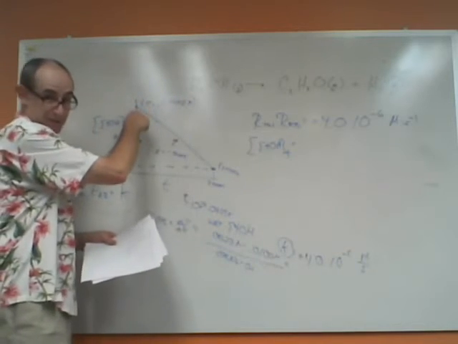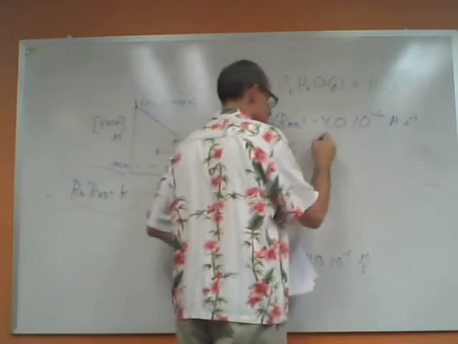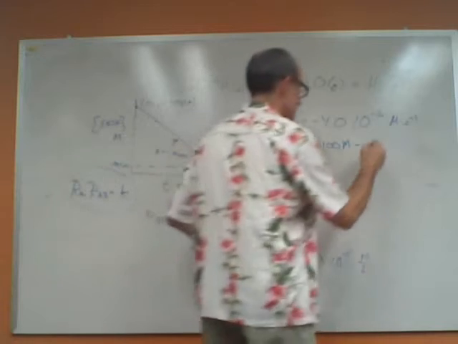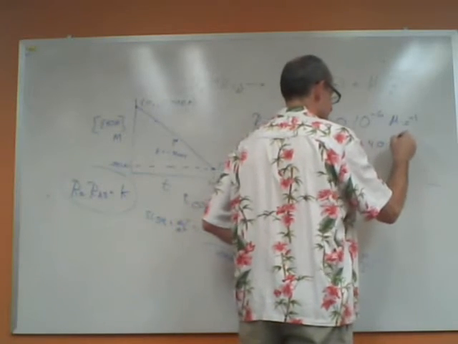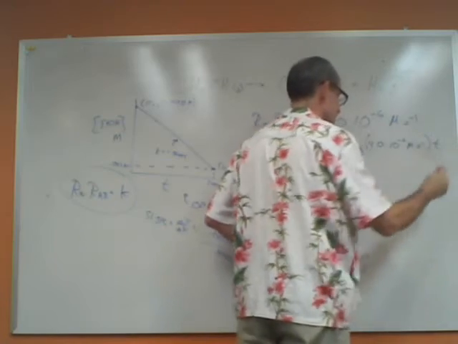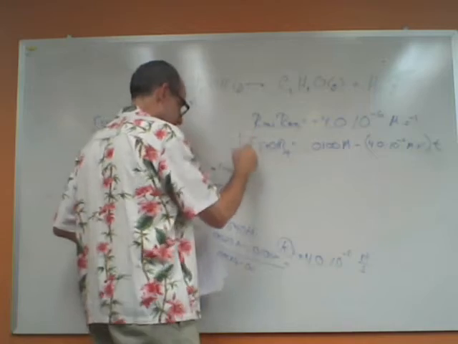and you need to be specific here. Don't just put in general formulas. So it would be 0.0100 molar minus 4 times 10 to the negative 6th molar per second times t. And that would be the integrated rate law for this reaction.